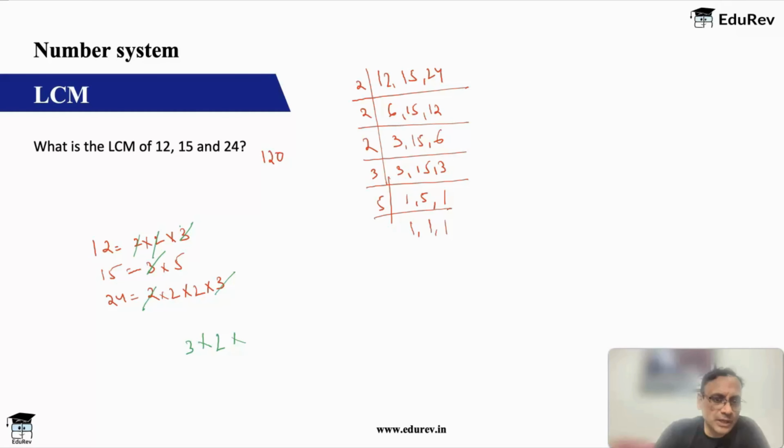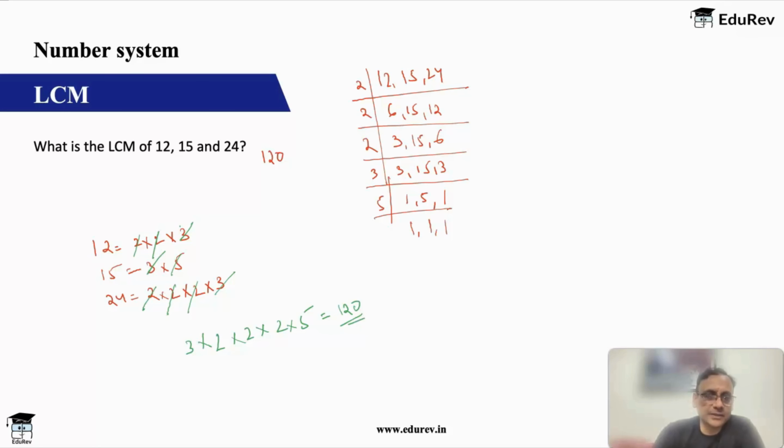Then there is 2 and there is 2. So I'll take 2. Okay. Then there is nothing else. I have 1, 2 here. And I have 1, 5 here. So I'll take that. So 3 into 2, 6, 6 into 2, 12, 12 into 2, 24, 24 into 5 is 120. Okay. So I can use this method also.